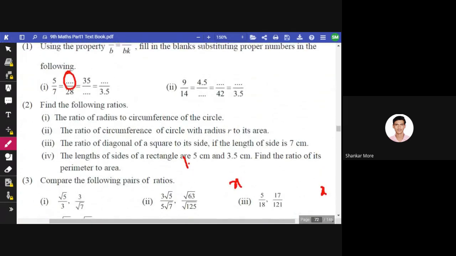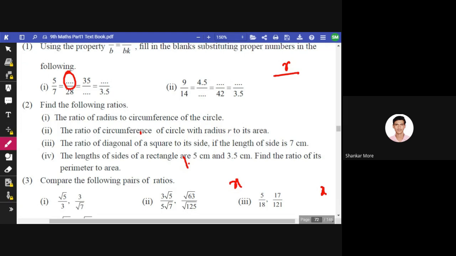Chalo, next question. Find the following ratios. The ratio of radius to circumference of the circle. Ratio of radius. So what is the radius of a circle? It is r. And what is the circumference of a circle? What is the circumference of a circle? You can write it like this. 2 pi r. You don't have the symbol for pi, isn't it?